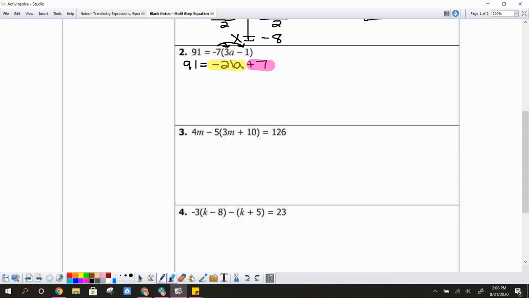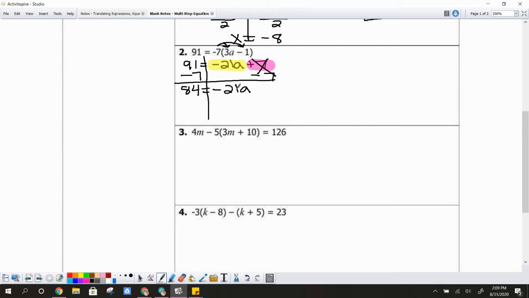So I want to get rid of my plus 7 first. Whatever I do to one side, I'm doing to the other. So since I want to get rid of this and make this a 0, I'm going to subtract 7 from both sides. That cancels out. So now I have a negative 21a equals, and then 91 minus 7, which is an 84.